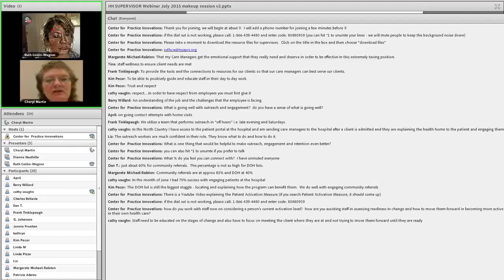Staff need to be educated on stages of change and also have to focus on meeting the client where they're at and not trying to move them forward until they're ready. Yes, very powerful stuff. If we don't know where the person is in their readiness to change, we could very well move into a place that they're not ready, and in doing that, people actually move backwards and further away from their change.